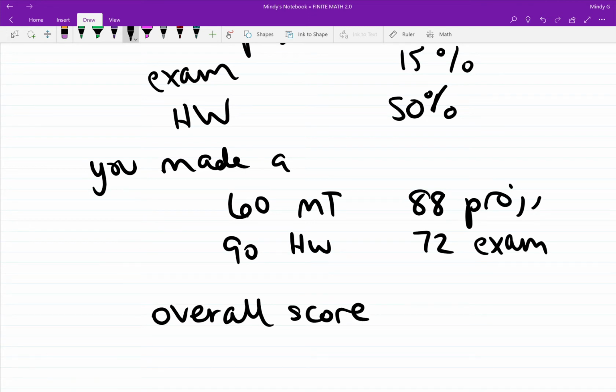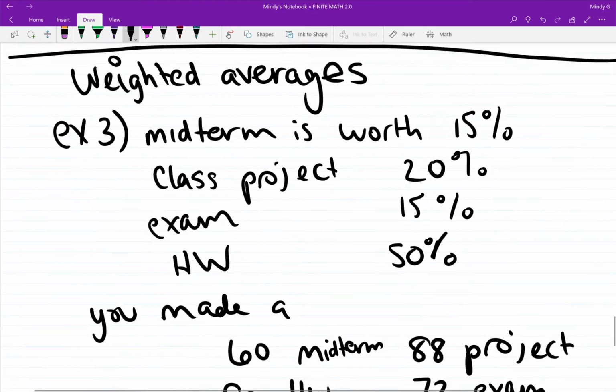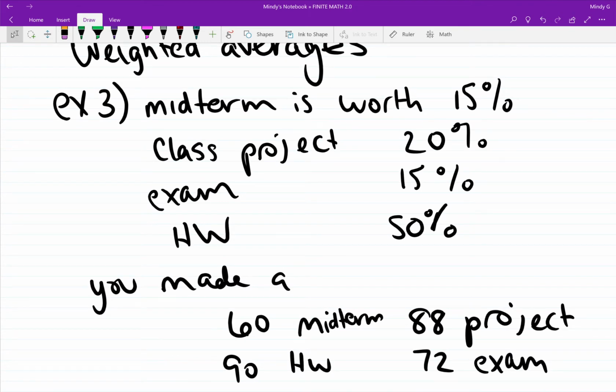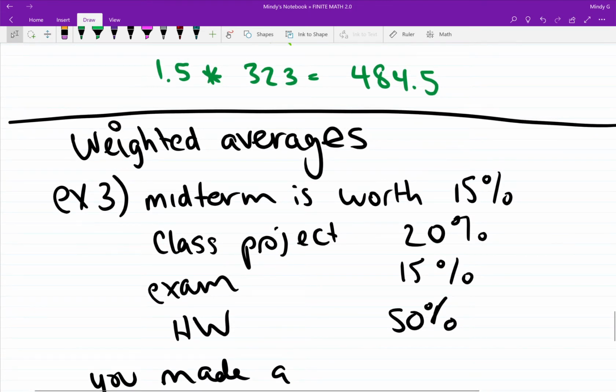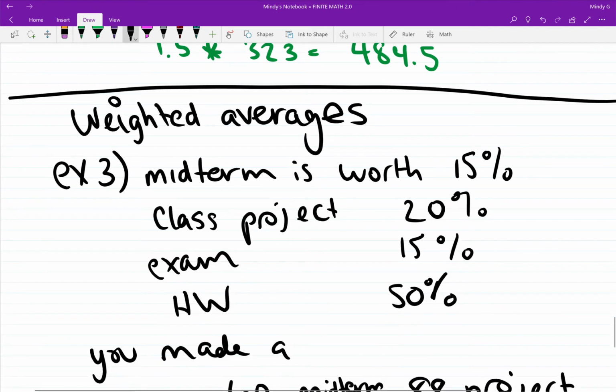So this is considered a weighted average because even though you have 4 grades, they're each worth a certain amount towards your final. Okay, so they're not equal. You don't take the 60, the 88, the 90, the 72, add them up and divide by 4. That would be an equal weighted average. Each number is weighted in a different percent. So the way that we do this is we're going to take 15% of 60.